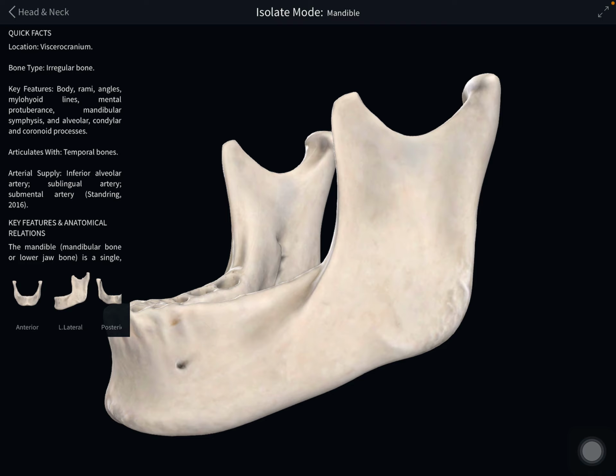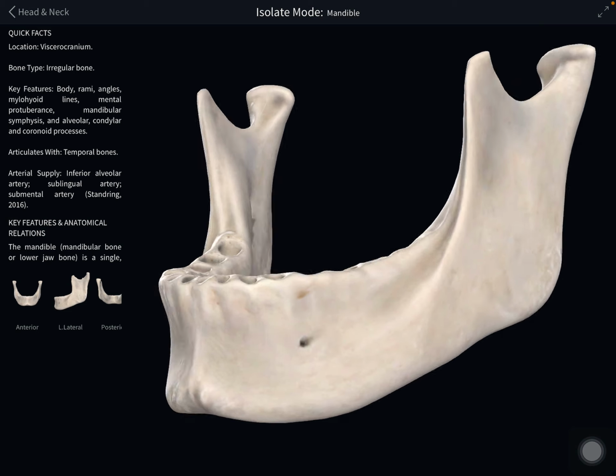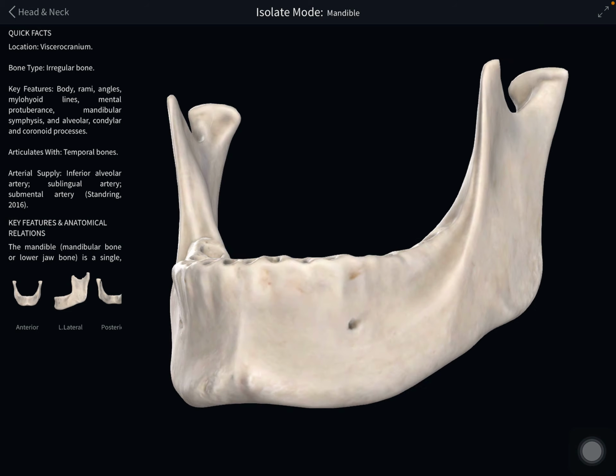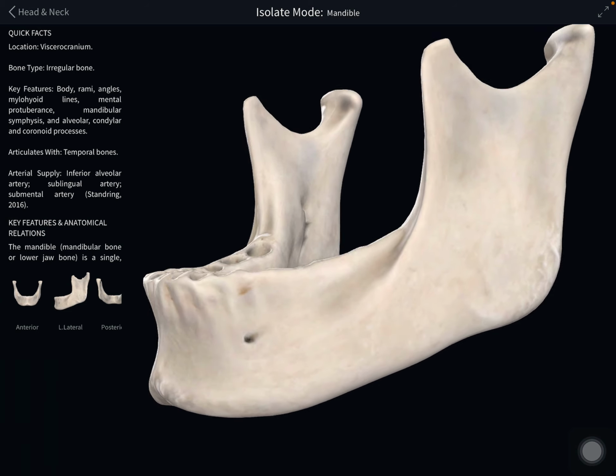And the anterior border of the ramus, you try to see, it is sharp and it is continuous below with the oblique line of the body of the mandible. You can see the oblique line. So the anterior border is continuous with the oblique line of the mandible.